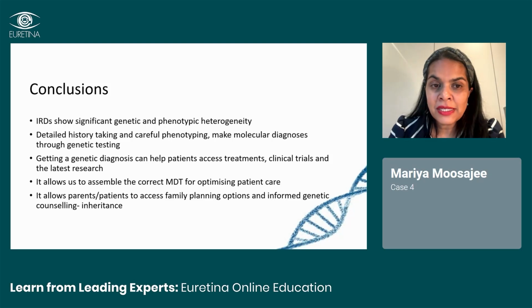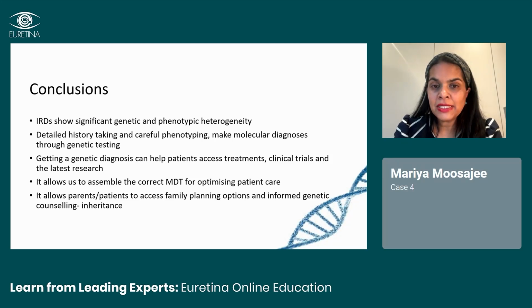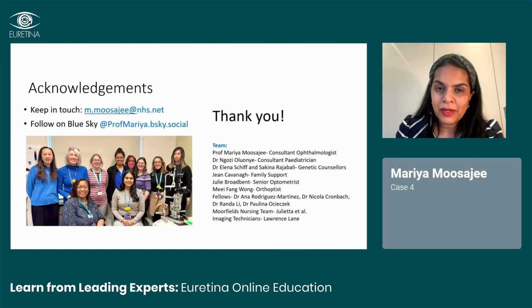I can't emphasize enough detailed history taking and careful phenotyping. You can make 90% of your diagnosis based on the history. Undertake genetic testing, allow patients that access to treatments, clinical trials, to the research. Getting a result allows us to assemble the correct multidisciplinary team to optimize patient care, to reduce comorbidities, and it allows our families to access family planning, understand about their risk of having more children, how it happened in the first place in terms of inheritance patterns.